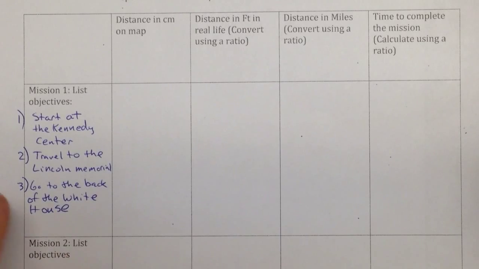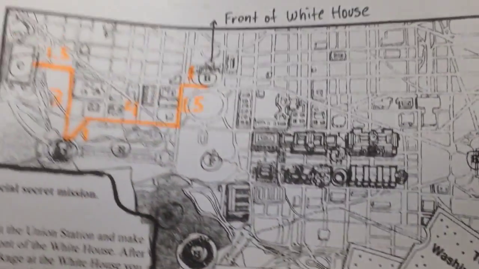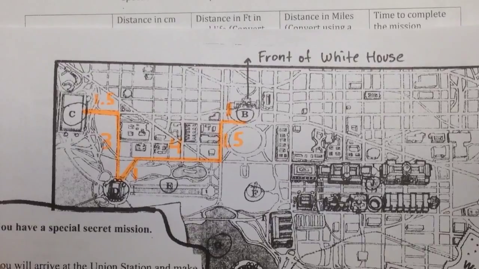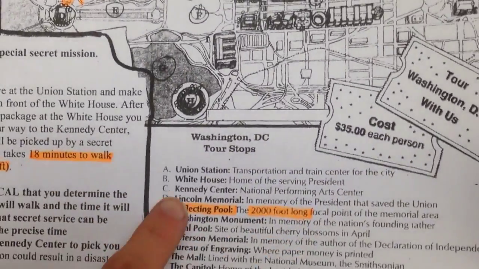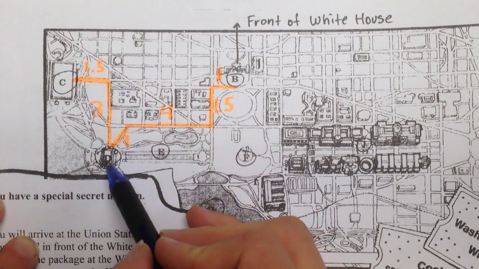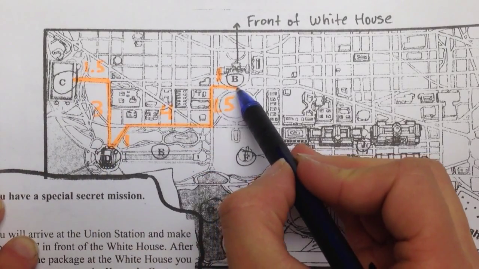For your homework, you had to make two missions of your own. So we can see I've started by writing a mission. I didn't include too much spy stuff in it, just the main deal. Start at the Kennedy Center, travel to the Lincoln Memorial, and then go back to the back of the White House. So if we look at our map, you just have to choose a couple of things. So I looked down here at the key to find the places, and went from C to here down to D, and then went up to the back of the White House.